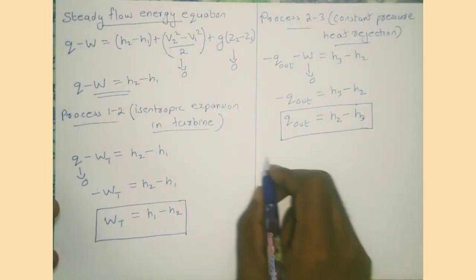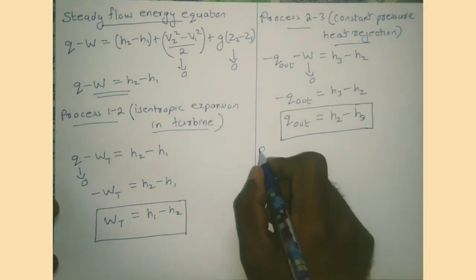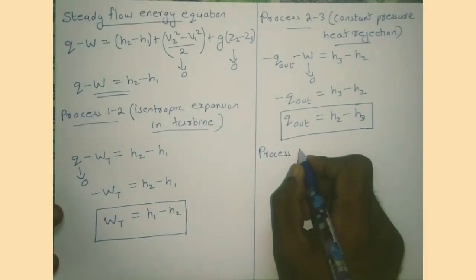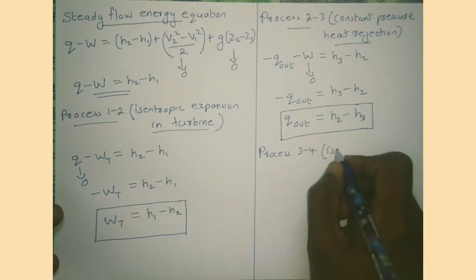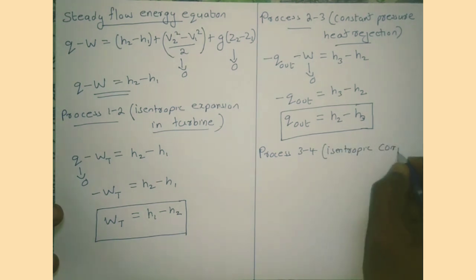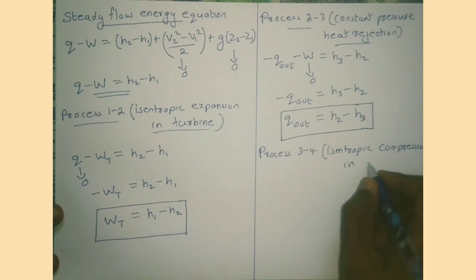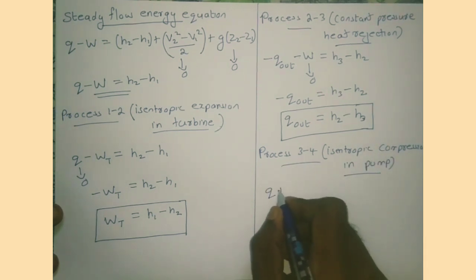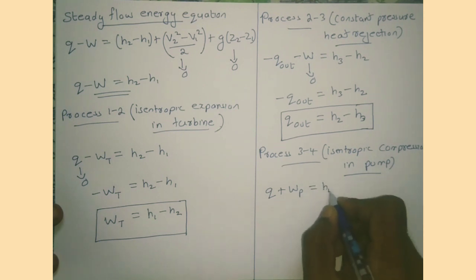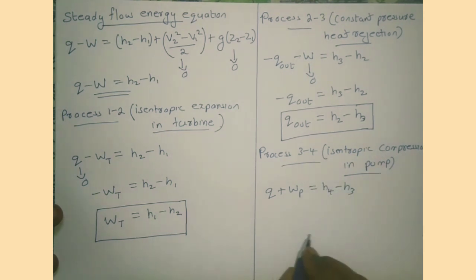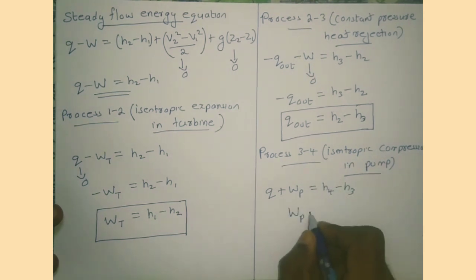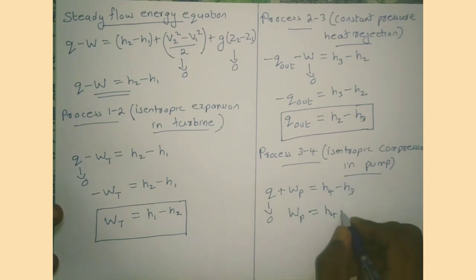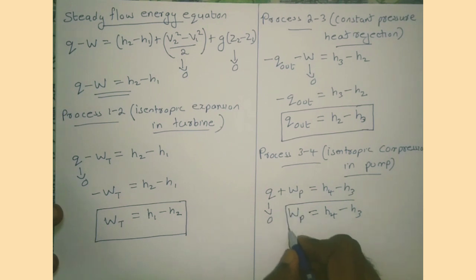Next, we are going to consider process 3 to 4, that is isentropic compression in pump. Work done on the pump is taken as negative. Therefore, by the steady flow energy equation, we can write Q plus WP equals H4 minus H3. There is no heat transfer. Therefore, Q equals 0. That is, WP equals H4 minus H3.